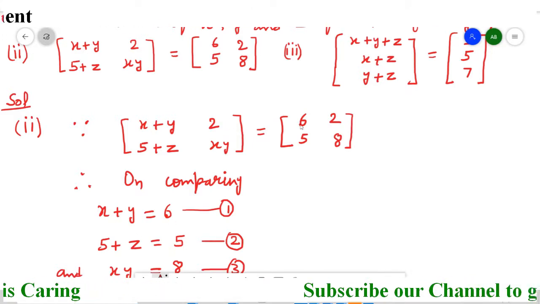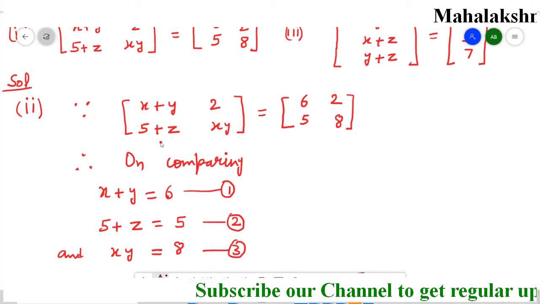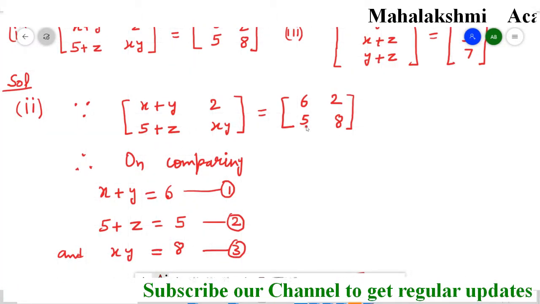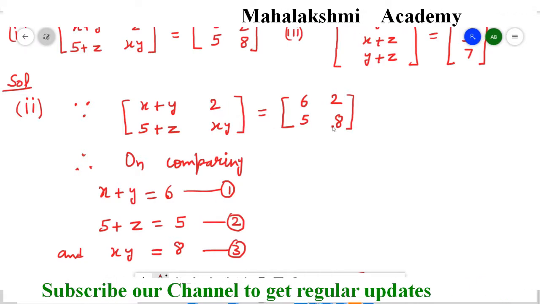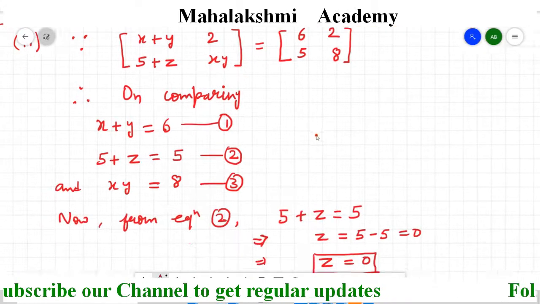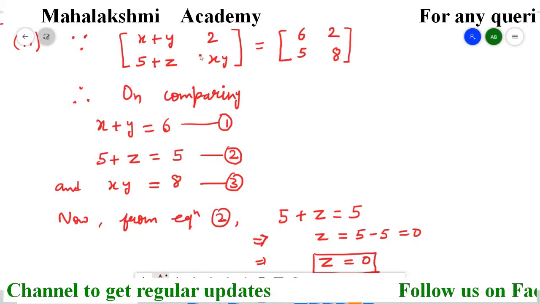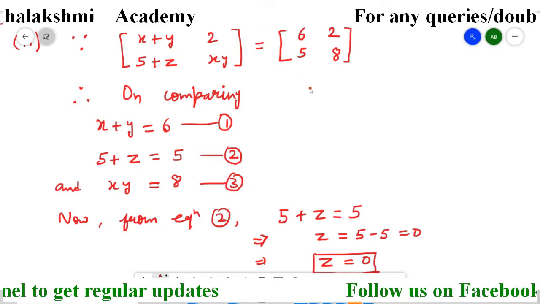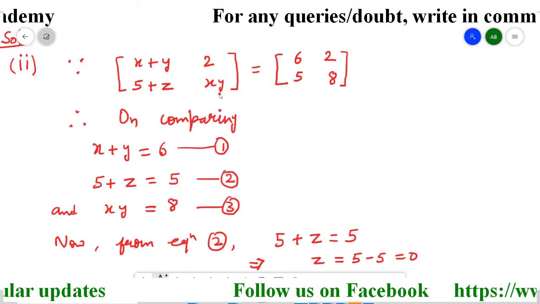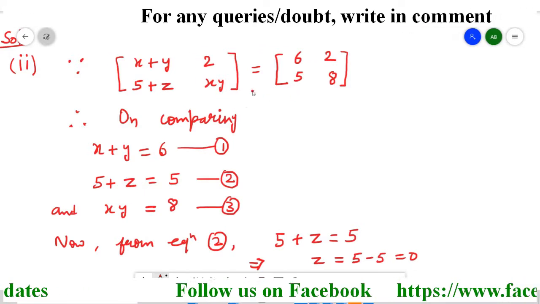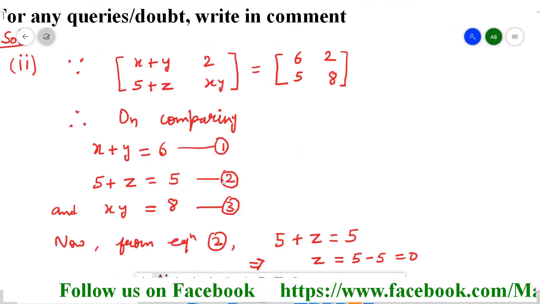And then 2 is the same as 2, that we will not write because there is no variable in it. And here you will get 5 plus z is equal to 5. So that is the second equation, and x multiplied by y is equal to 8. That is the third equation. So how did we get it? By comparing the like terms, the same terms in the same place. A11 is the same as A11, A21 is the same as A21 and A22 is the same as A22. So by that we got the equations.